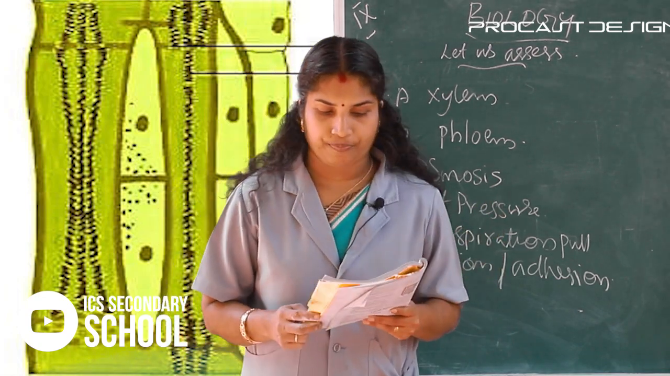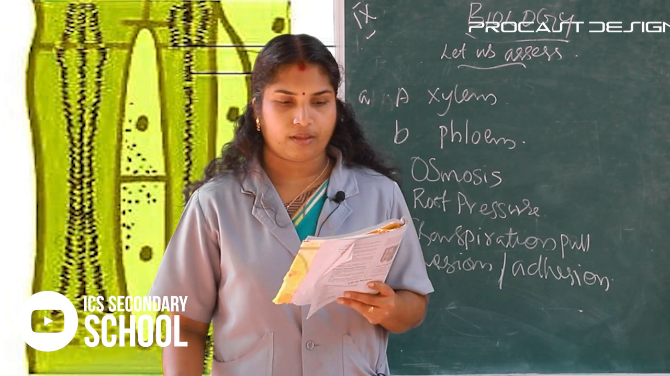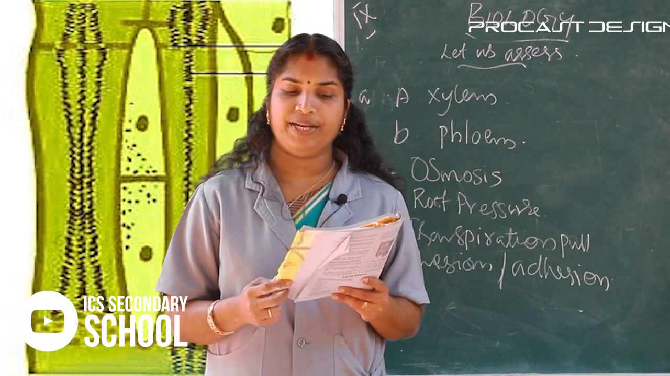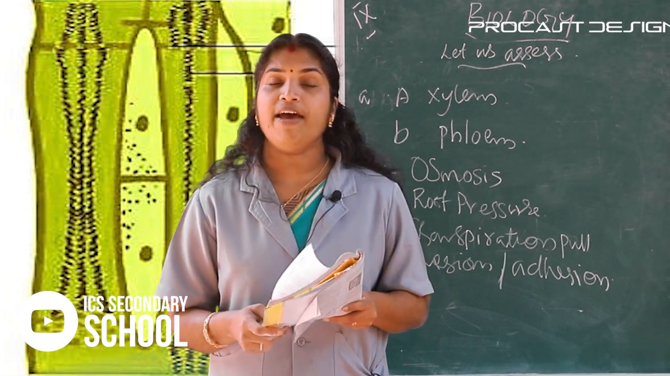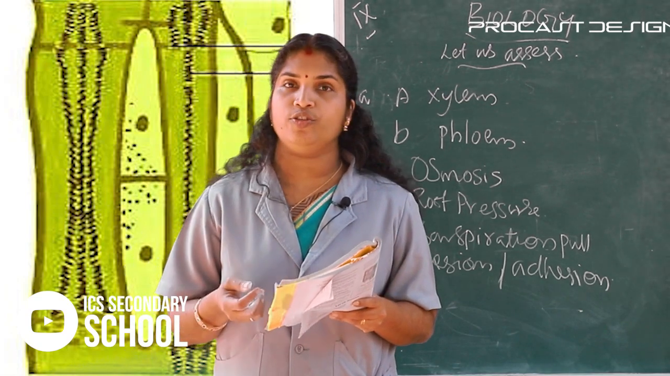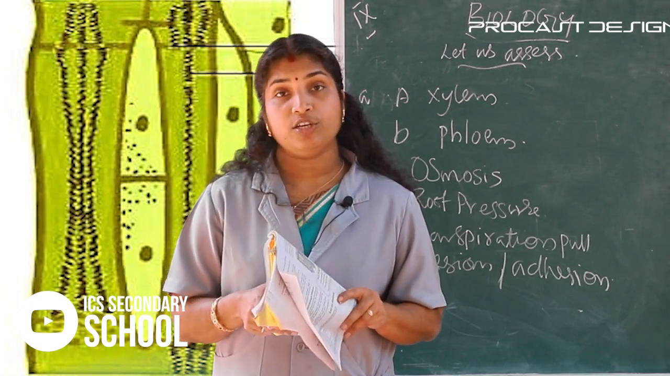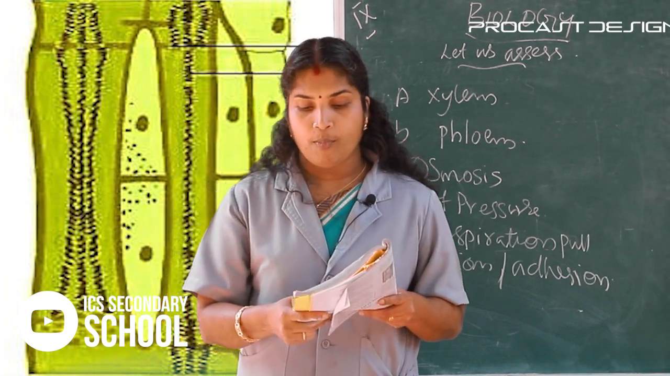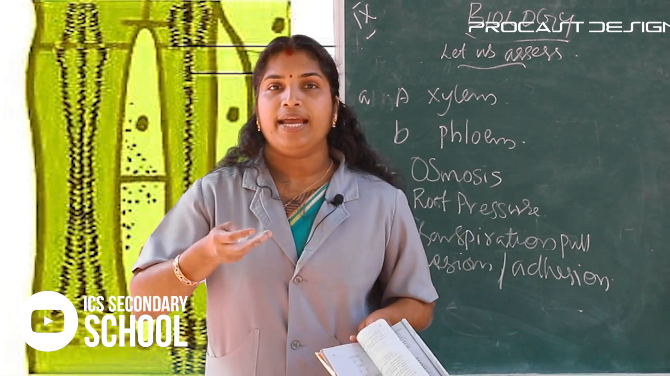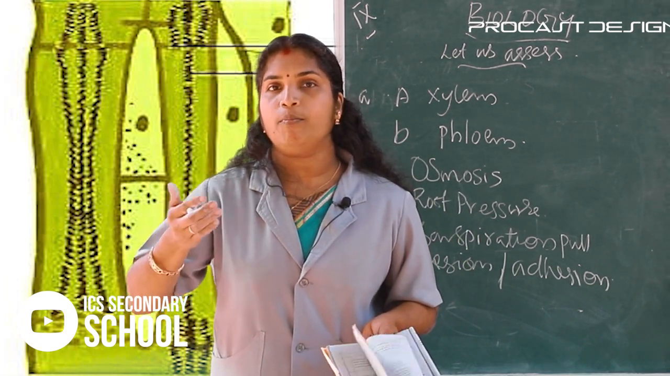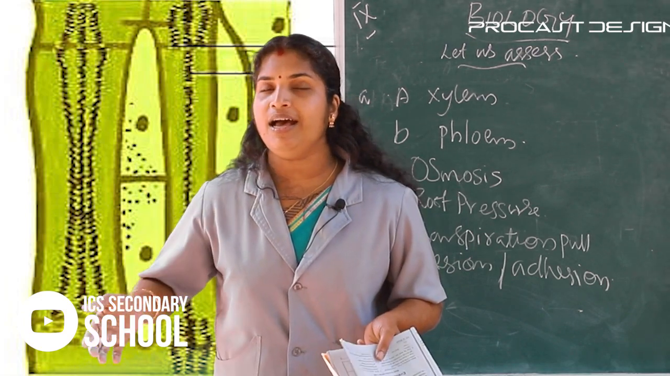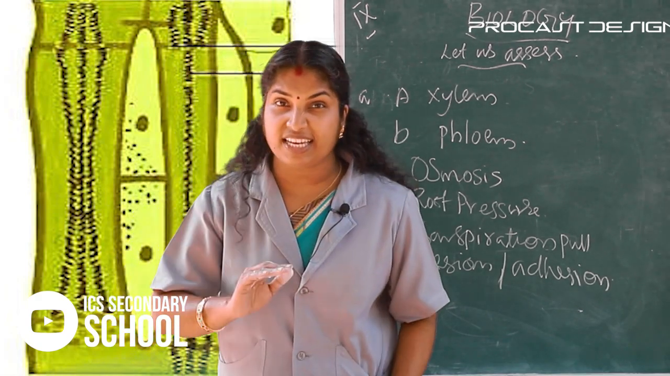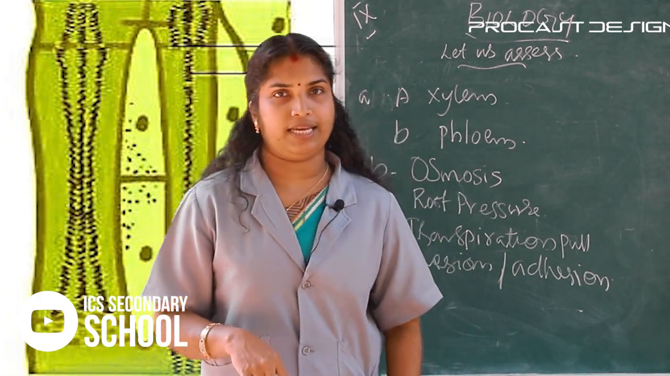Next question. In some plants, the rate of transpiration is very high. How does it affect the availability of water in that locality? When more water is lost through transpiration, more water is absorbed from the soil to compensate for the water loss. The rate of absorption increases and the water level of the soil decreases.